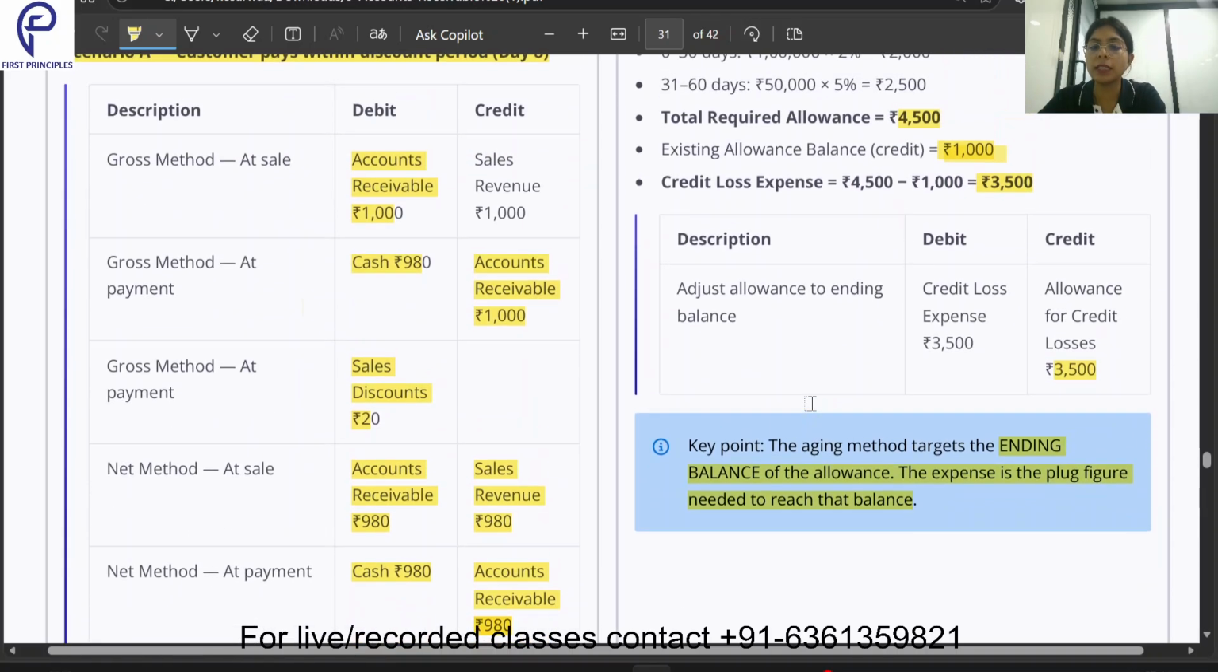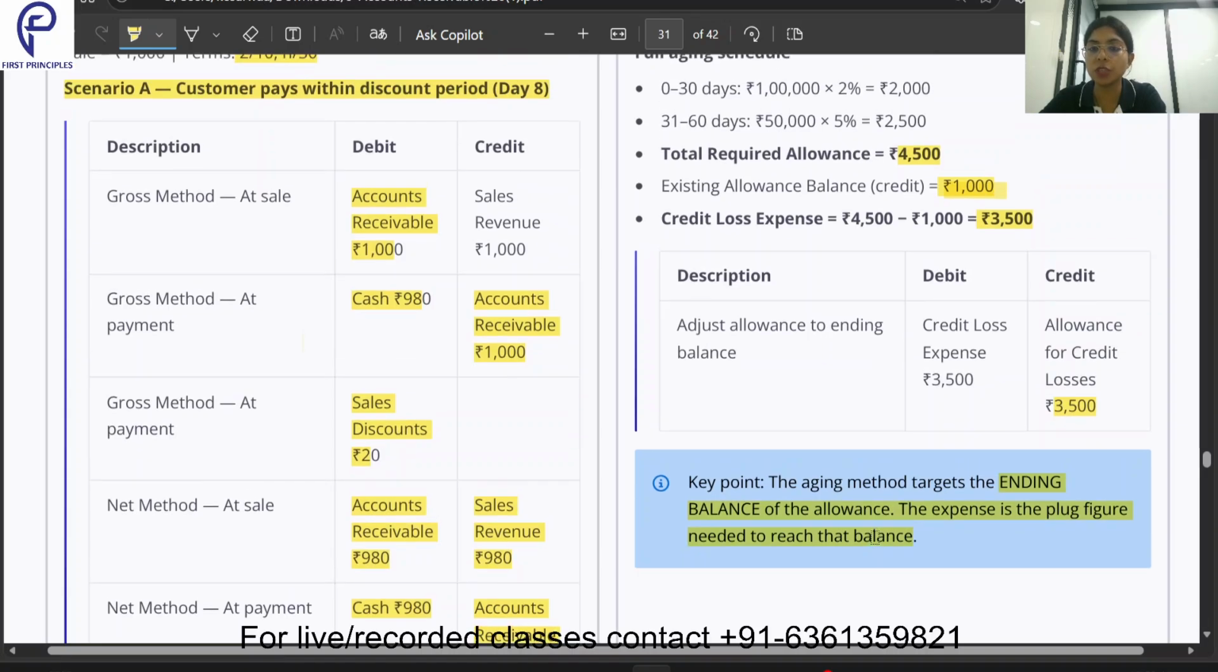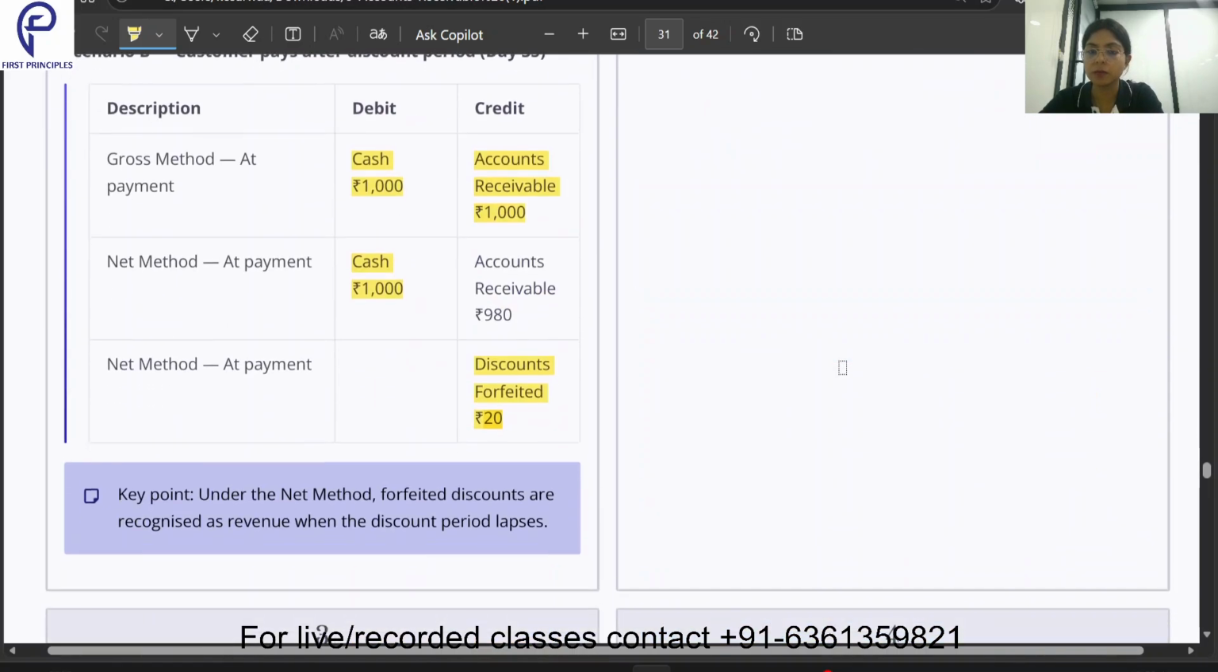So over here in the aging method, what will happen to the ending balance of the allowance? The expense is the plug figure that we need to reach that balance. The expense is the plug figure. This 3500 is the plug figure.